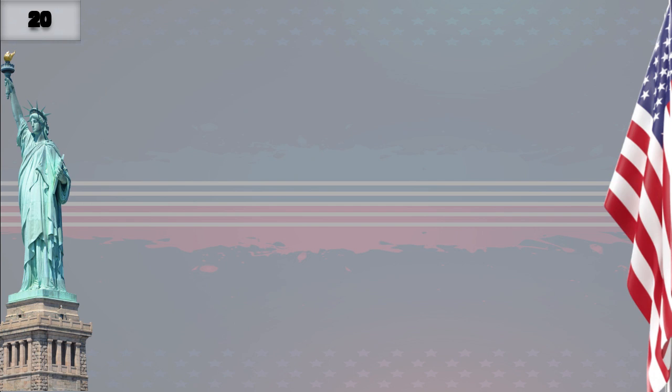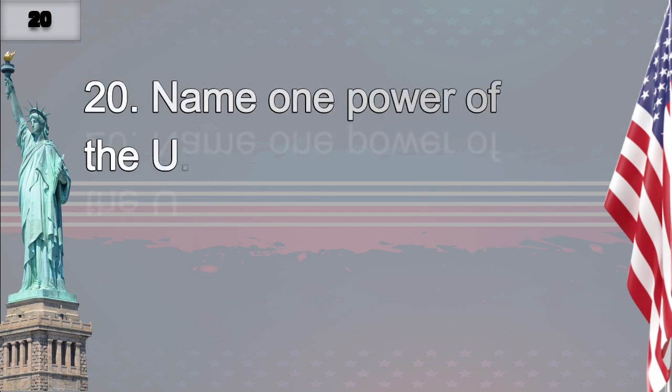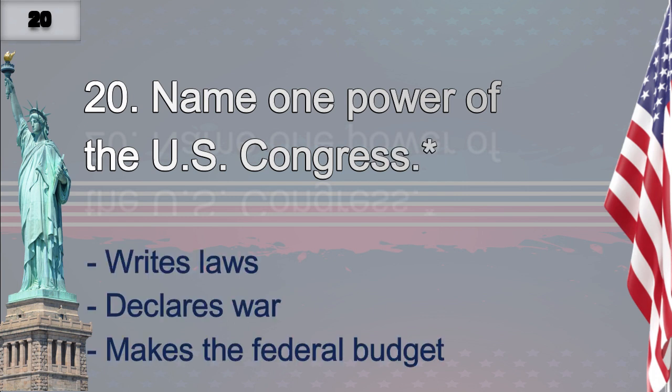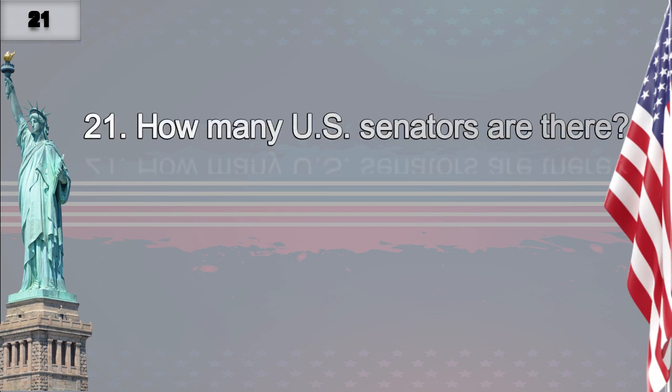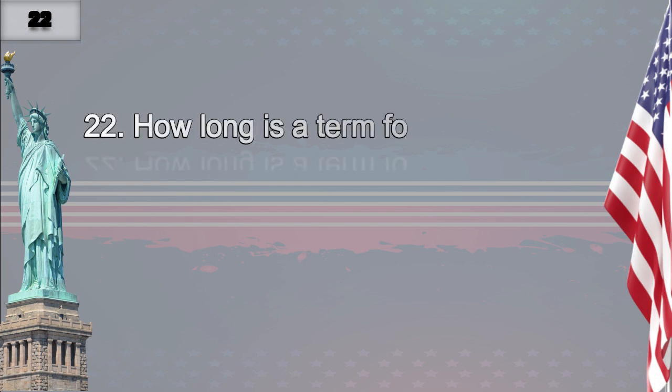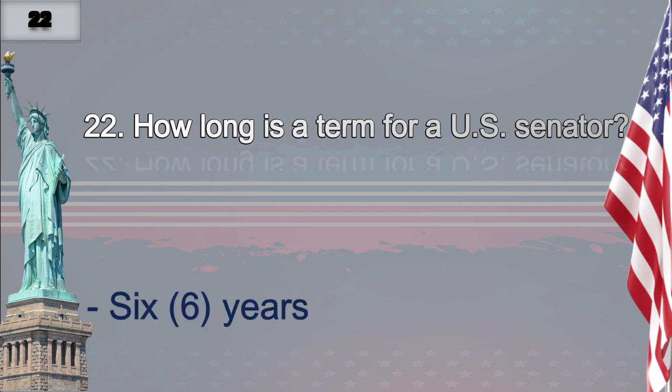Question 20. Name one power of the U.S. Congress. Writes laws. Declares war. Makes the federal budget. Question 21. How many U.S. senators are there? 100. Question 22. How long is a term for a U.S. senator? 6 years.